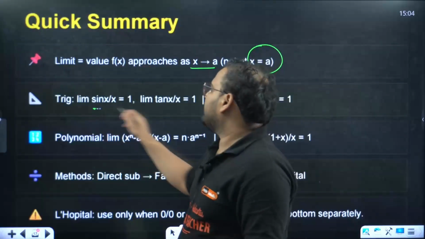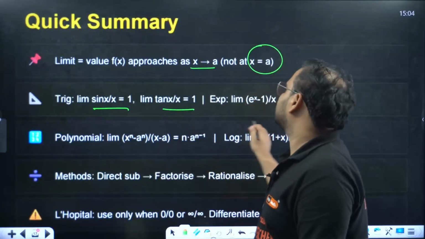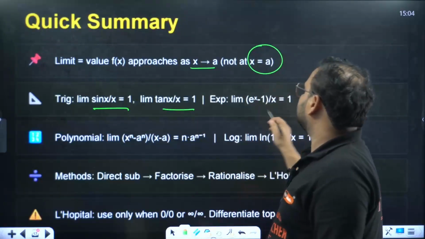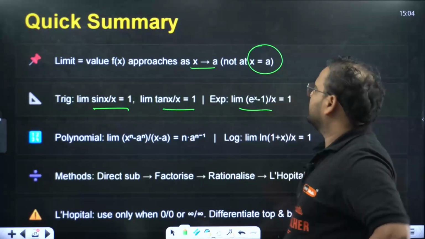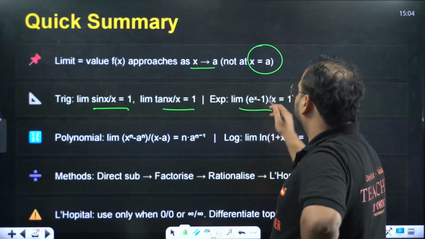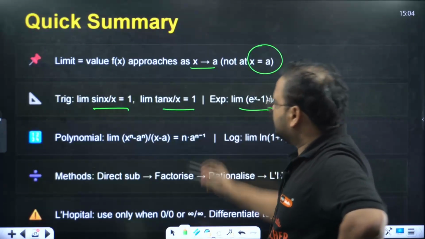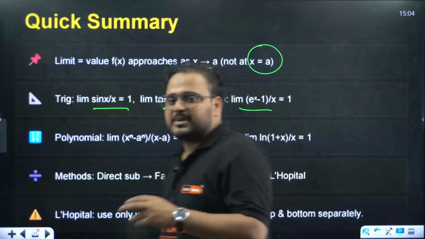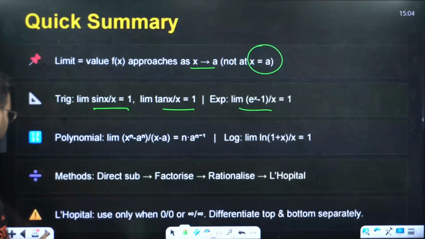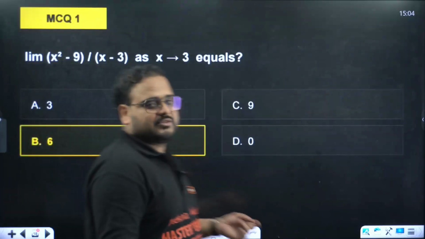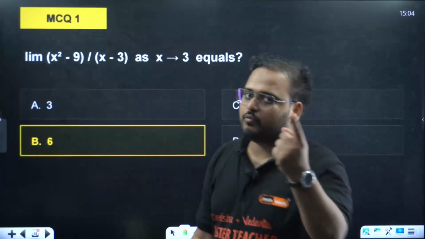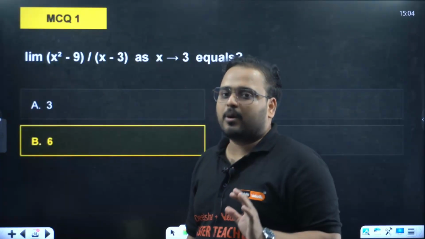Some standard forms: sin x by x, tan x by x when x tends to 0 in both the cases, and e power x minus 1 upon x, where x also tends to 0, is 1. I have already given you all these formulas. Please go and check them out. Let's quickly move on. Okay, some questions. I have 3. I'm going to solve 2. 1 will be for you to give me in the comment section.